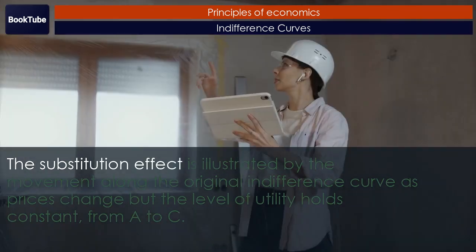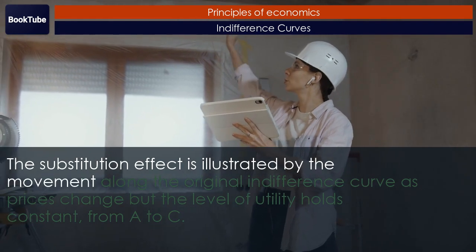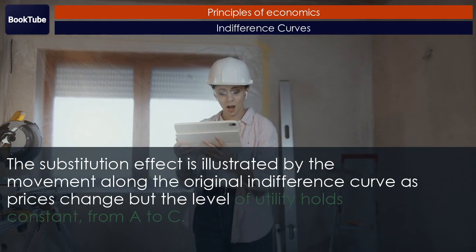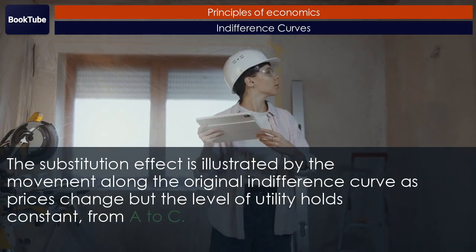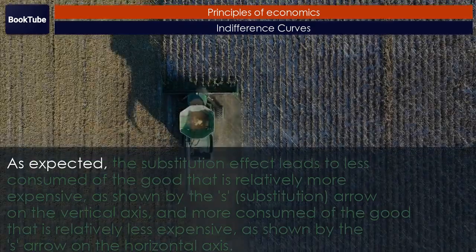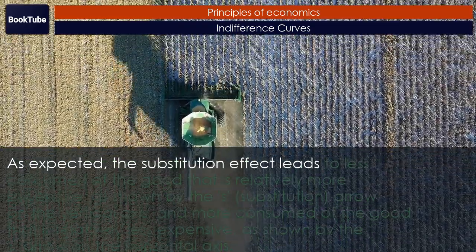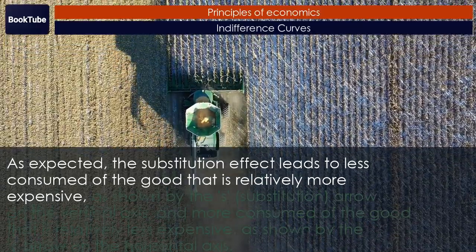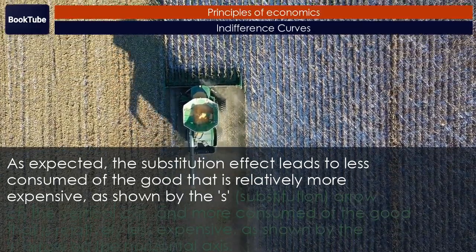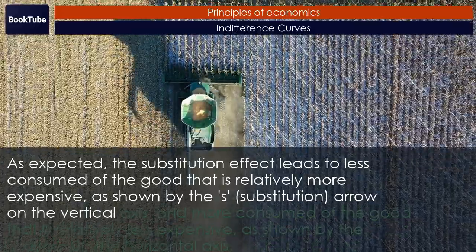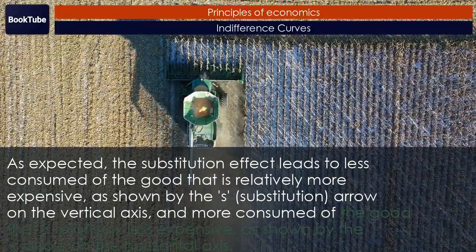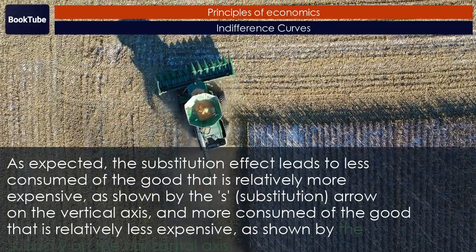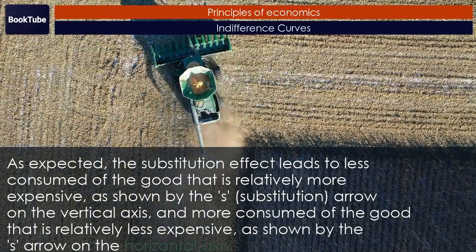The substitution effect is illustrated by the movement along the original indifference curve as prices change but the level of utility holds constant. From A to C, as expected, the substitution effect leads to less consumed of the good that is relatively more expensive, as shown by the S substitution arrow on the vertical axis, and more consumed of the good that is relatively less expensive, as shown by the S arrow on the horizontal axis.